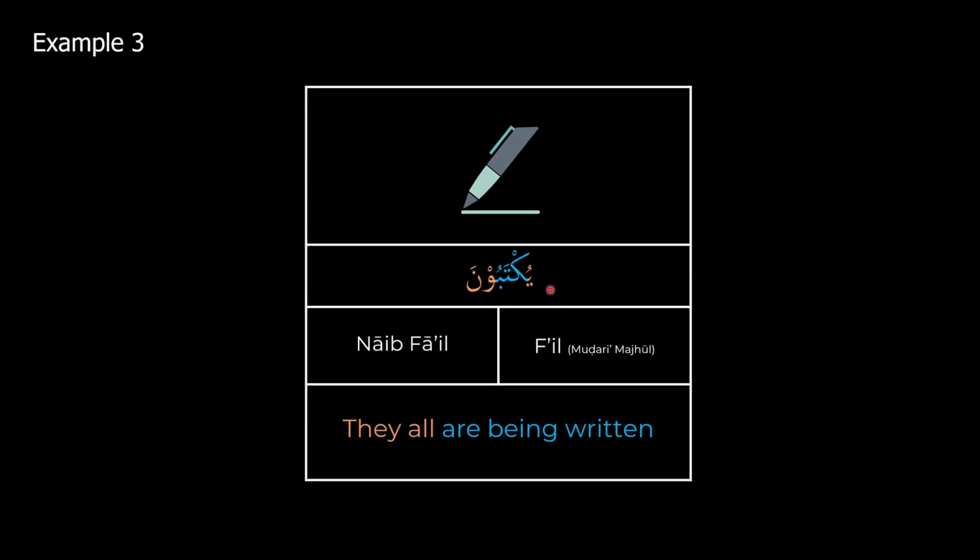And then finally we have yuktabuna. And again, you can tell this is a passive present tense verb because the ya has a dhamma on it, the second letter has a fatha on it, and this is just in the antum form. So this becomes they all are being written because the antum is the hidden na'ib fa'il here.